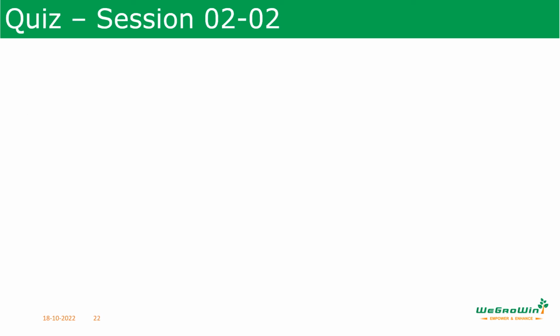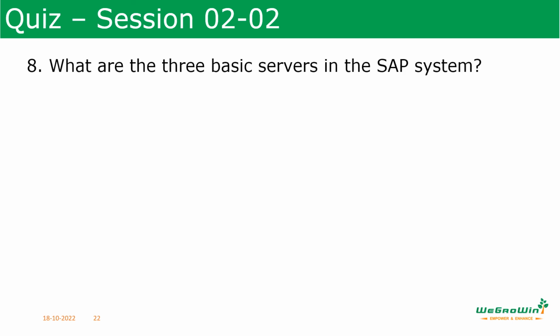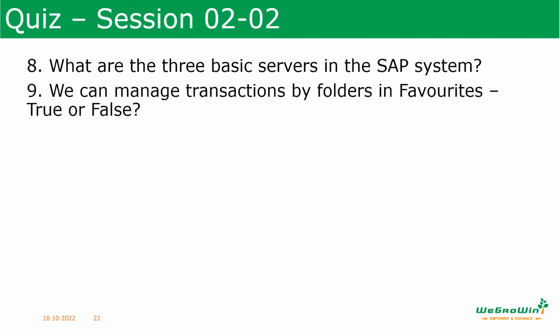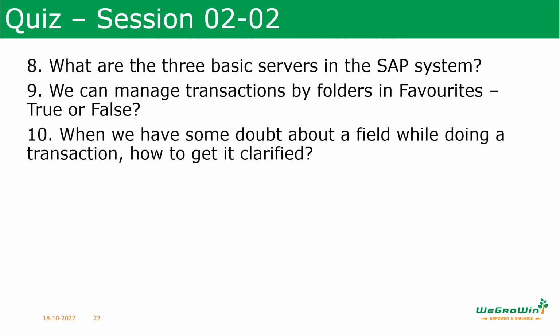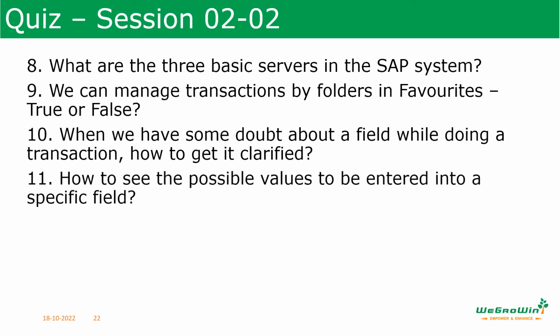Now let us see the quiz for this session. What are the three basic servers in SAP? We discussed three servers now. What are they? We can manage transactions by folders in favorites, whether it is true or not. When we have some doubt about a field while doing transactions, what should we do to get it clarified? And how to see the possible values to be entered into a specific field?